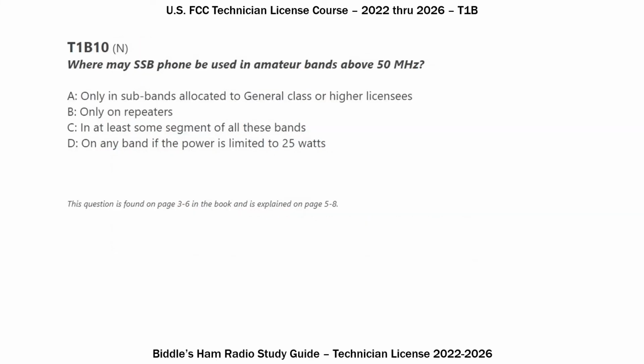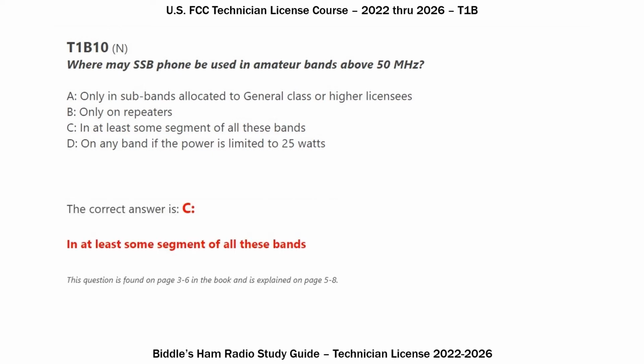Okay, next question, T1B10. Where may SSB phone be used in amateur bands above 50 megahertz? So SSB is single sideband phone, and single sideband phone requires AM modulation. So our answers are A, only in subbands allocated to General class or higher licenses. B, only on repeaters. C, in at least some segments of all of these bands. Or D, on any band if the power is limited to 25 watts. Our answer is C, in at least some segments of all these bands.